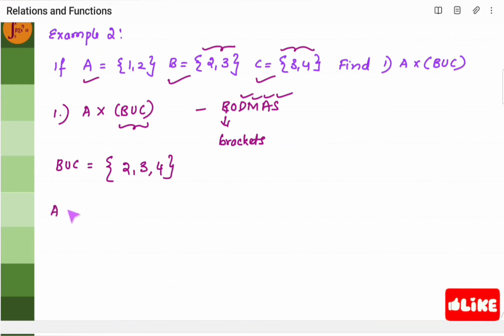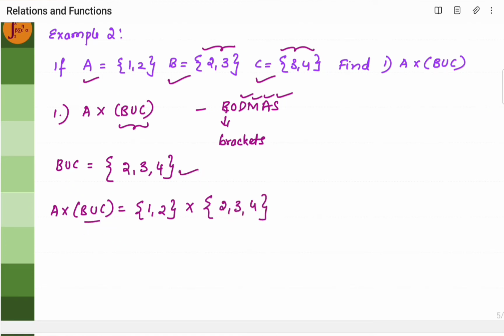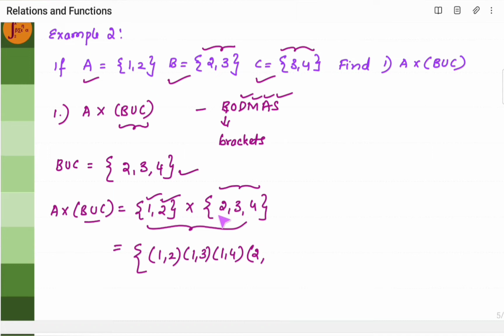Now we'll do A into B union C. That is, what is A? Let's write set A. Set A is 1, 2 into B union C, which is 2, 3, 4, which we got here. Now, we'll have to find the Cartesian products because there is into here. We'll start with first element 1 with all these elements: 1, 2, 1, 3, 1, 4. So we finished 1. Now let's go to second element 2, with all these elements: 2, 2, 2, 3 and 2, 4. So this is A into B union C.